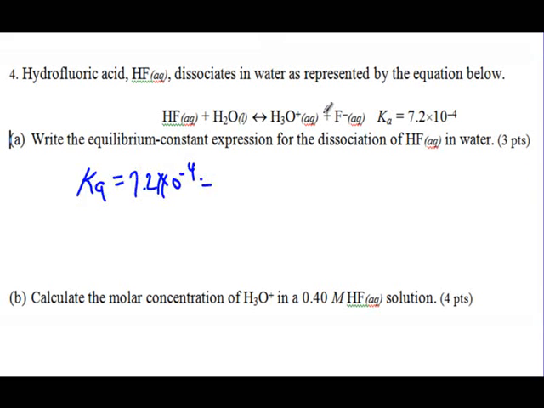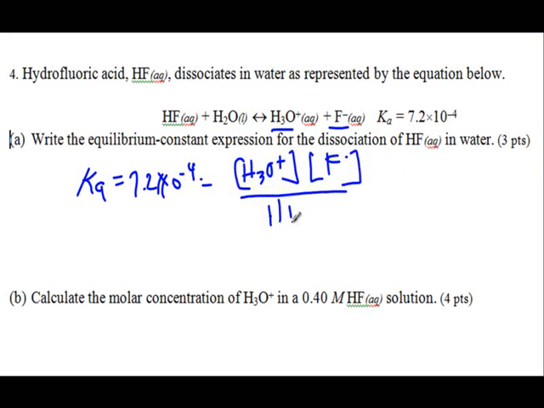And that equals the concentration of our products, H3O plus times F minus, over our reactants, right? So I didn't use water, since water is a liquid, so I don't include that. So that's my equilibrium expression.